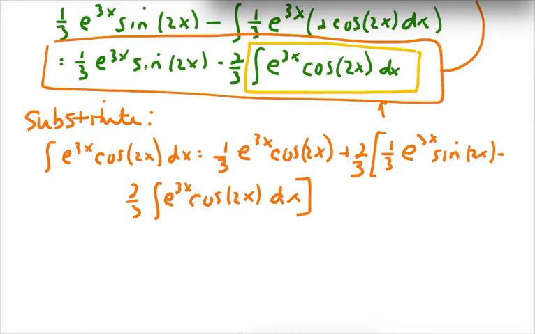Close the bracket. Okay, so I just substituted in everything that I found from the second pass, right, this is the second pass, into what I found for the first pass. So now I've got this algebraic equation.